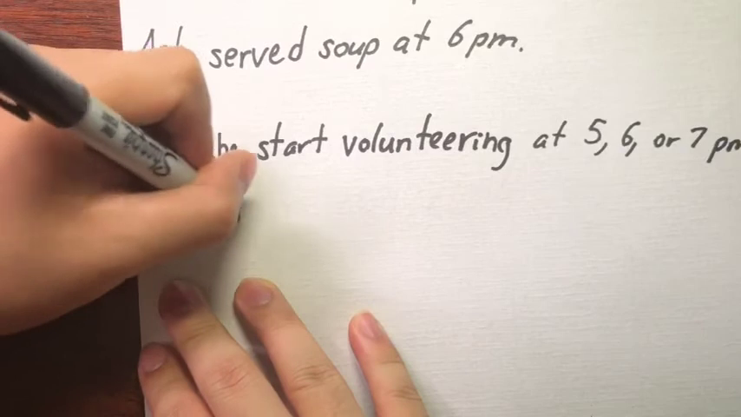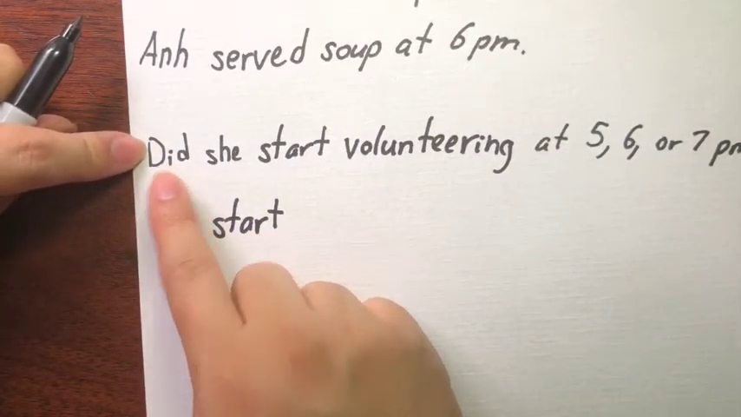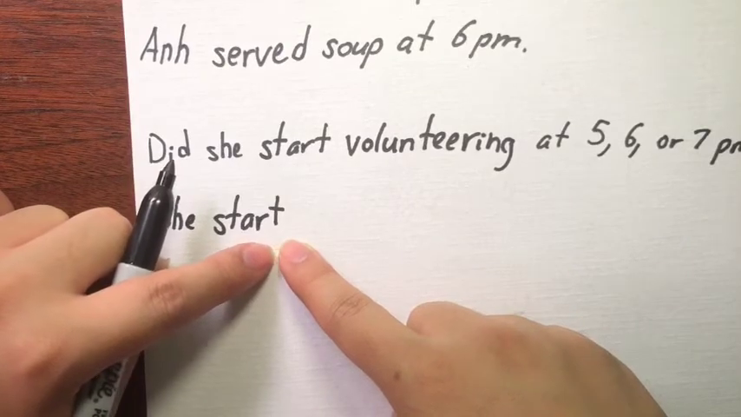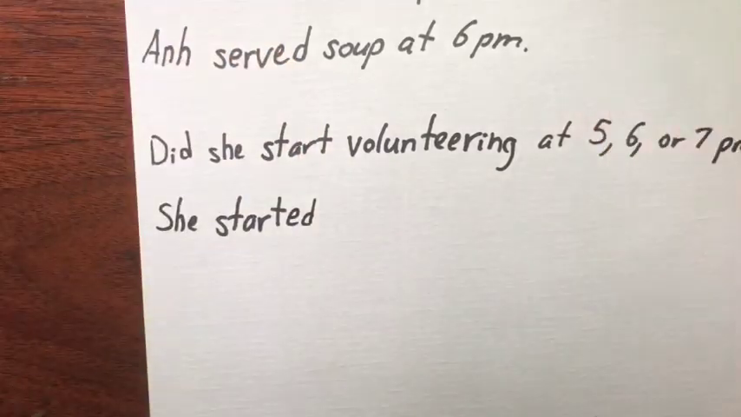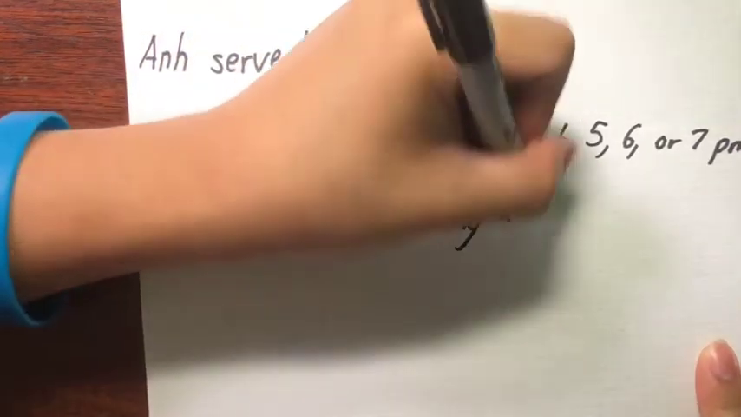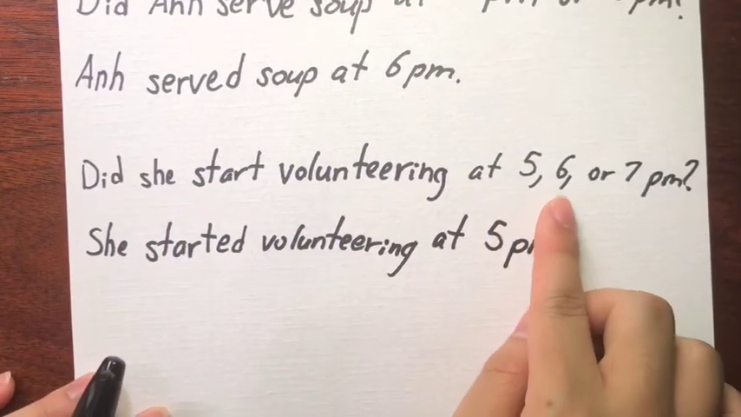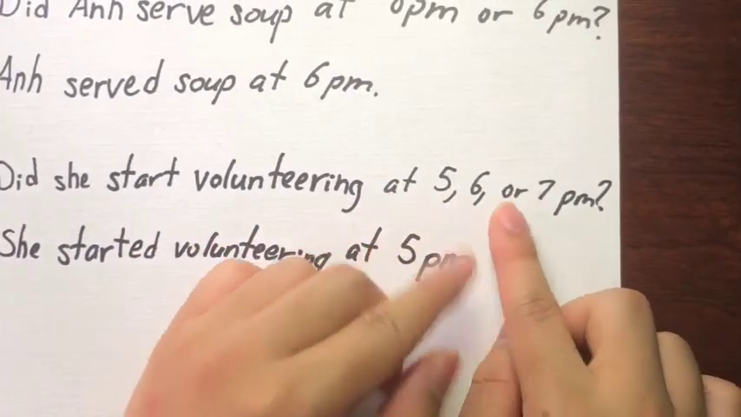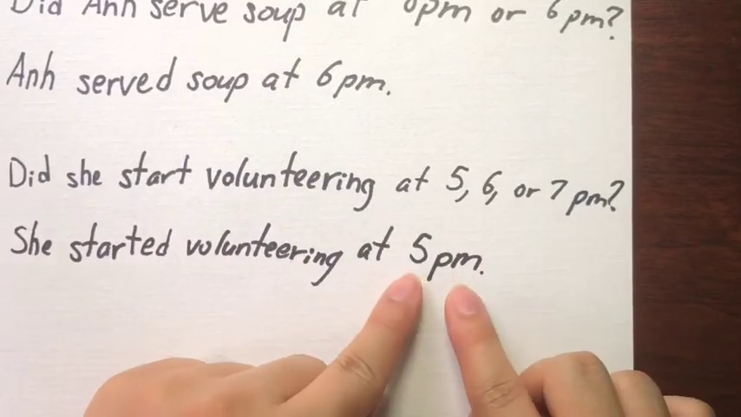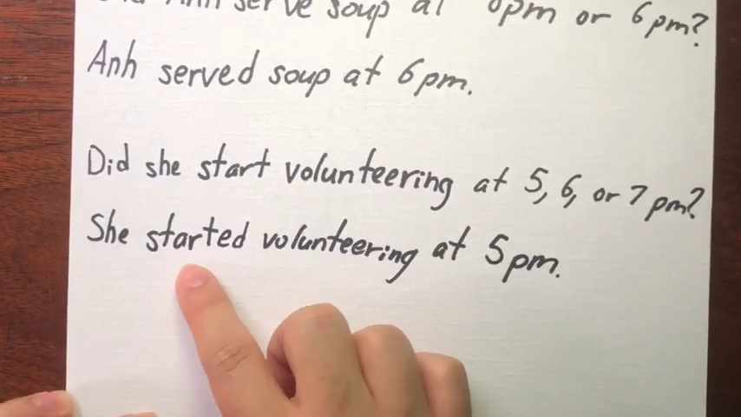She start. Now we need to change the word start to past tense because the question is in past tense. The word start is regular. Does it end with the letter Y? No. Does it end with the letter E? No. So we write E, D. She started volunteering at 5 p.m. Did she start volunteering at 5, 6, or 7 p.m.? We have a list, but we do not use the word and, we use the word or, because we only want to choose one time. And the correct time is 5 p.m. So we say she started volunteering at 5 p.m. Started is in past tense because this already happened. It's in the past.